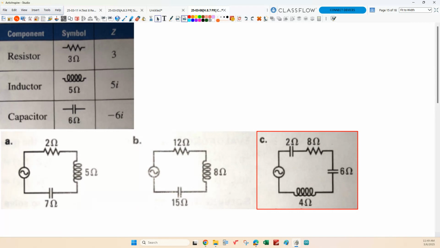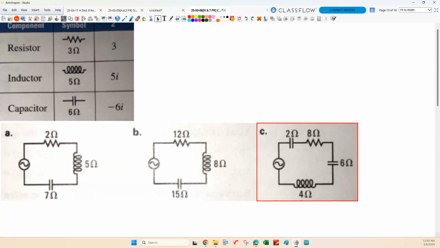If we have an inductor, it's different. If we have a 5 ohm inductor, the impedance is 5i. And if we have a 6 ohm capacitor, the impedance is negative 6i. So if I wanted to add up the total impedance in this circuit, it'd be easy to do.